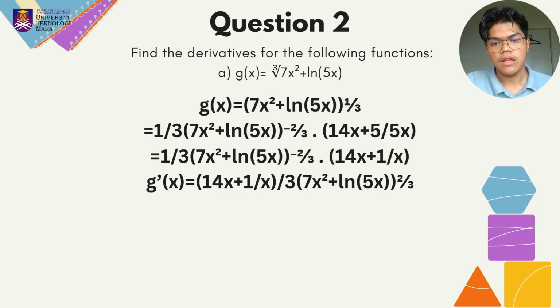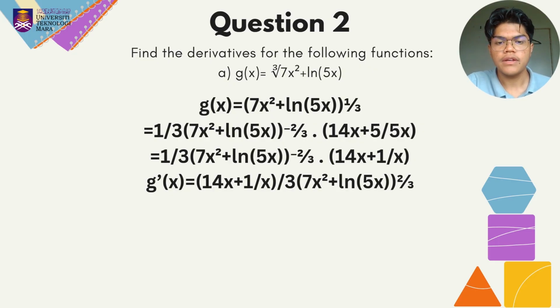After that, we will differentiate our outer function. So we're going to take the power 1 over 3 and place it at the front. As we can see here, there is 1 over 3 at the front of 7x squared plus ln 5x. The negative 2 over 3 comes from 1 over 3 subtracted by 1, and then we get negative 2 over 3. After that, we will differentiate our inner function.